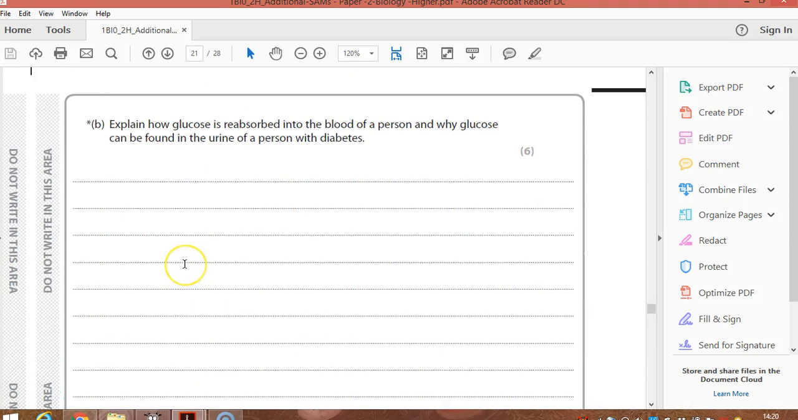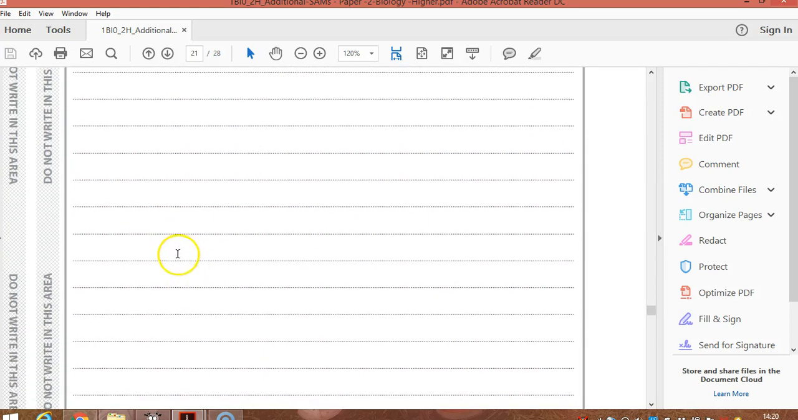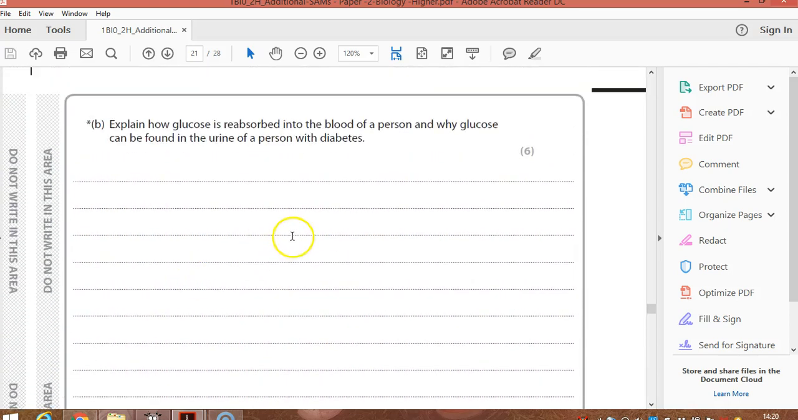Right, explain. 6 marks. Explain how glucose is reabsorbed into the blood of a person and why glucose can be found in the urine of a person with diabetes. So 6 mark questions are broken down into 3 levels. Level 1 you get 1 or 2 marks. Level 2 you get 3 or 4 marks. Level 3 you get 5 or 6 marks. You have to answer everything in the level to get to that level, which means you can't write lots of things about one thing and get 6 marks. You have to write enough about every aspect of the question.